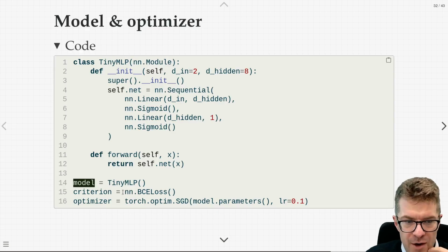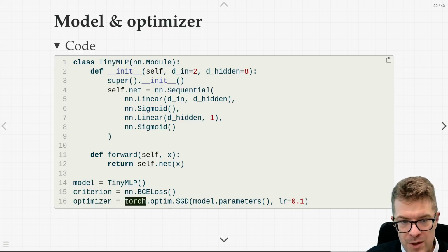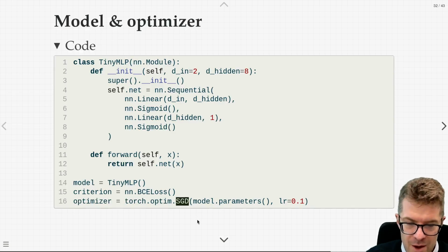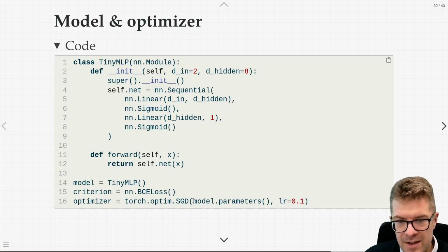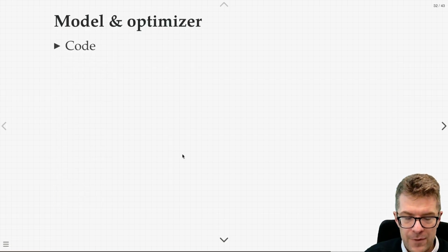We can set the criterion to BCE loss, which comes from PyTorch's neural network component, and then we can choose an optimizer from Torch's optimizer subset. We can take stochastic gradient descent. We have model parameters, and we have a learning rate, and that's basically it. This is all the setup we need to do for PyTorch learning of a simple feed-forward neural network.